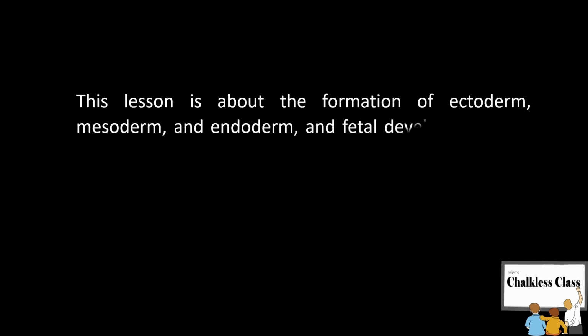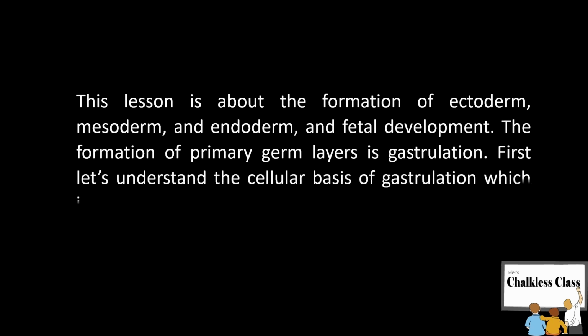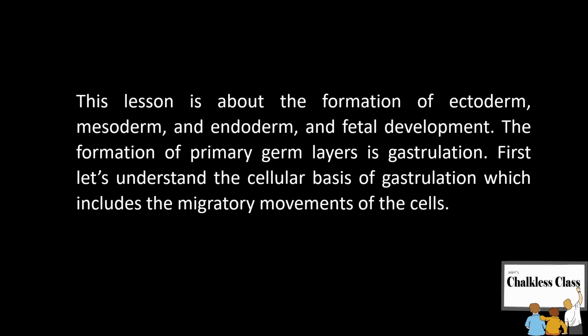This lesson is about the formation of ectoderm, mesoderm, and endoderm, and fetal development. The formation of primary germ layers is gastrulation. First, let's understand the cellular basis of gastrulation, which includes the migratory movements of the cells. The coordinated movements shown by the cells during gastrulation are called morphogenetic movements.